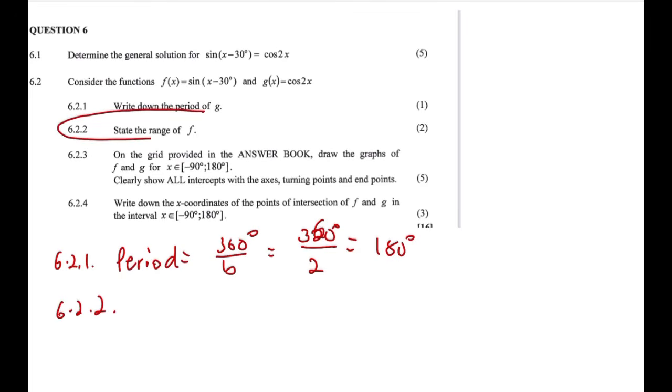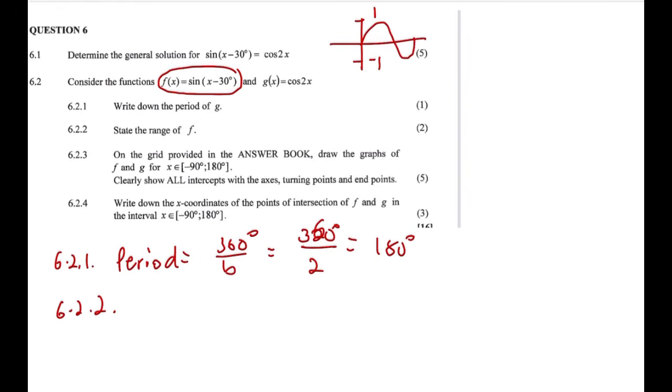6.2.2 says state the range of f. Now, have a look here. This is f. Now, the original sine graph looks like this. Its range is just from -1 to 1. That's the y values where it exists. If we shifted this graph 30 units to the right, would that affect the range? No. The graph would just start here.